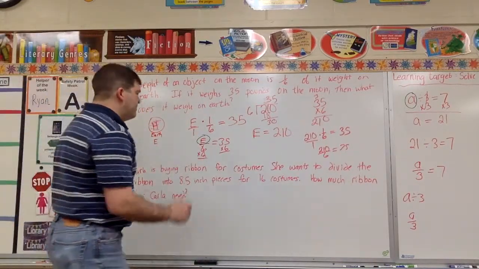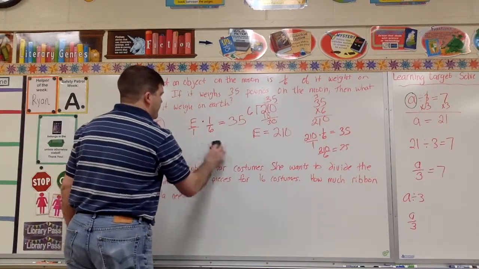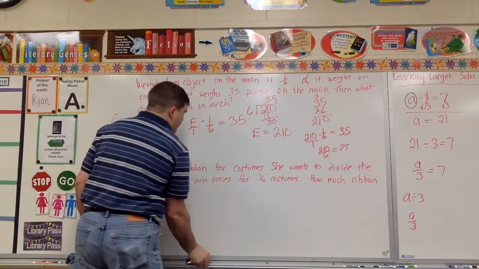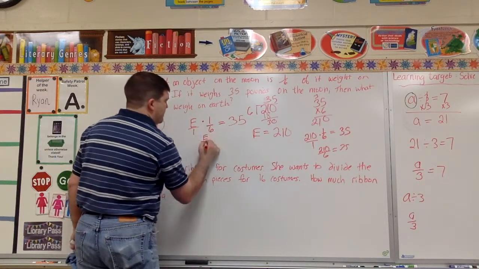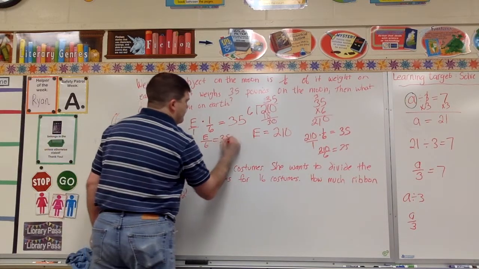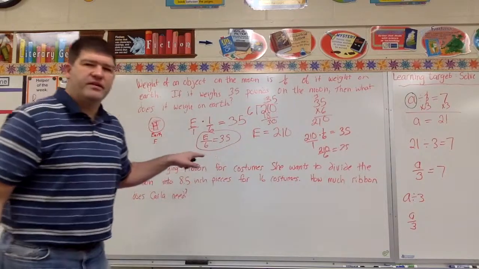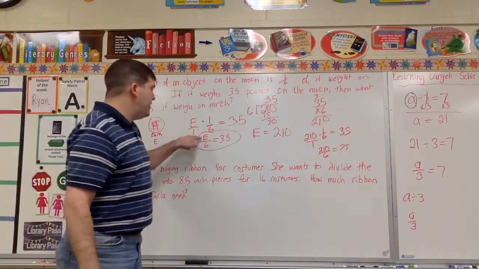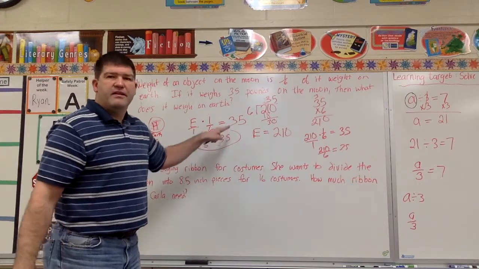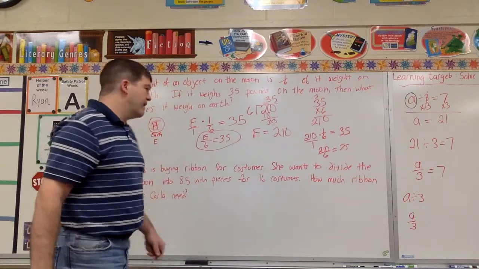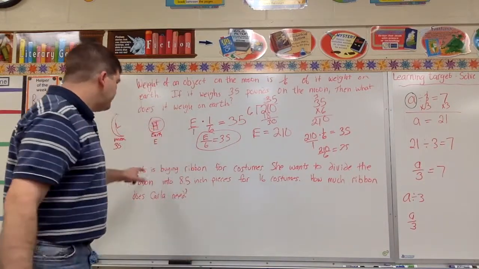So my division: E (Earth) divided by 6 equals 35. There's a division equation. And then when I solve for E, because it's division, I multiply both sides by the same. Okay? All right, let's do this last one here.